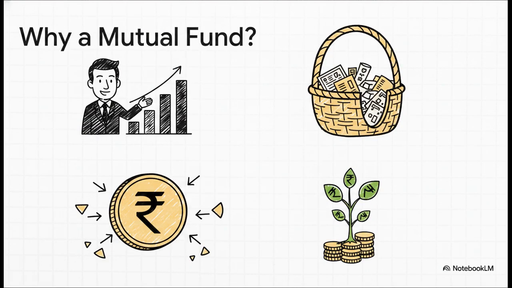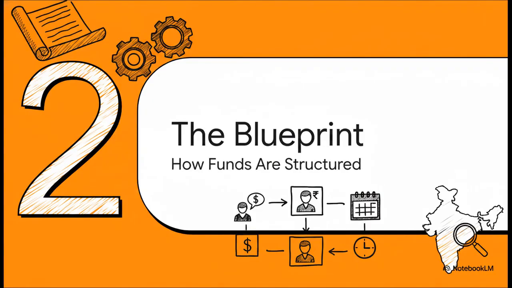So why is this basket approach so popular? Well, for one, you get an expert managing your money right off the bat. You also get instant diversification, which is just a fancy way of saying your risk is spread out. Plus, there are economies of scale, kind of like buying in bulk, which lowers costs. And maybe best of all, you can start with a pretty small amount of money, which makes it super accessible for just about anyone.